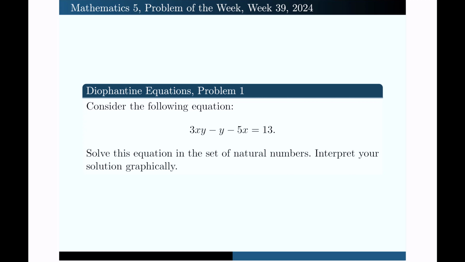Consider the following equation: 3xy minus y minus 5x equals 13. Solve this equation in the set of natural numbers. So as you see, I have one equation. I am interested in natural number solutions, and the number of unknowns x and y is 2, more than the number of equations that I have.